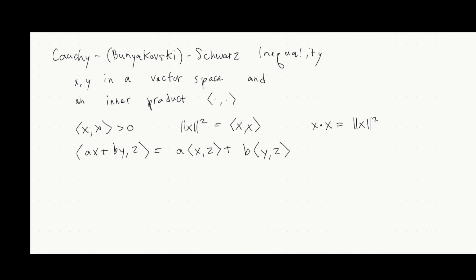like so, and then we need conjugate symmetry, which means that if we flip the inner product, we get the complex conjugate if this is a complex inner product. But for a real inner product, the conjugate of a real number is just the same number.